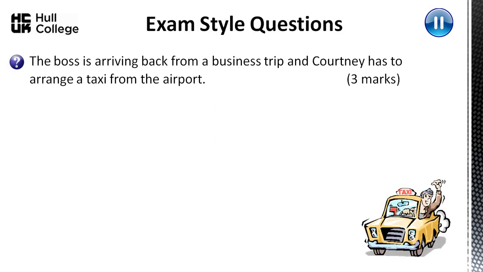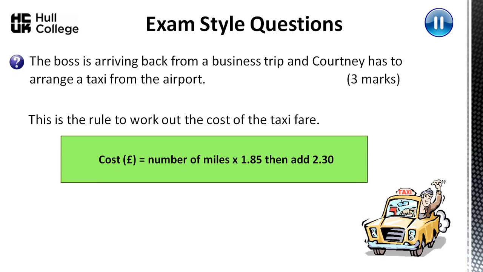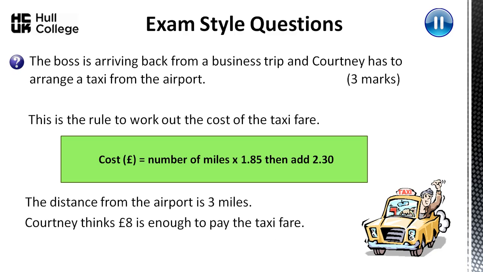Question 5. The boss is arriving back from a business trip and Courtney has to arrange a taxi from the airport. This is the rule to work out the cost of the taxi fare. The cost will be the number of miles times 1.85, then add 230. The distance from the airport is 3 miles. Courtney thinks £8 is enough to pay the taxi fare. Is she correct? Show why you think this. This question is worth 3 marks. Pause the video while you answer the question.